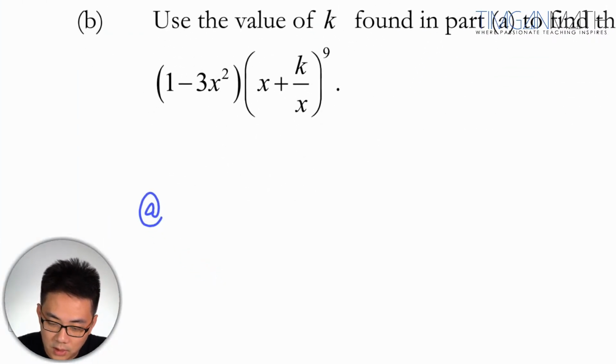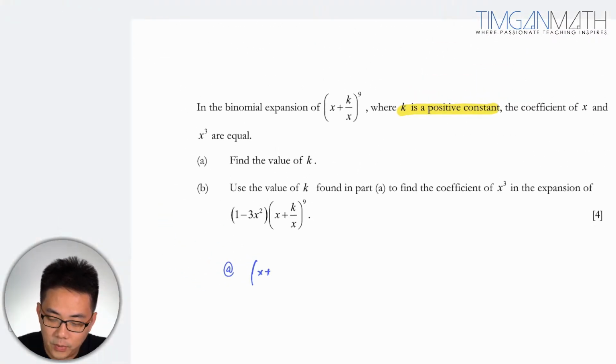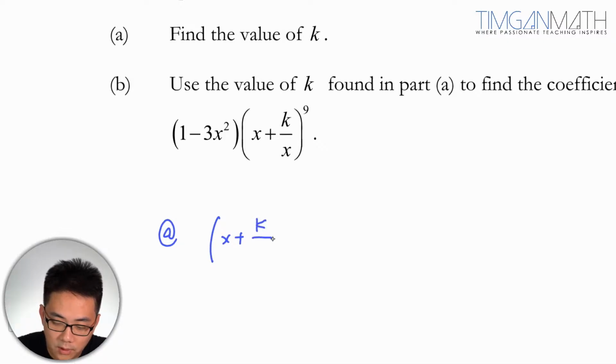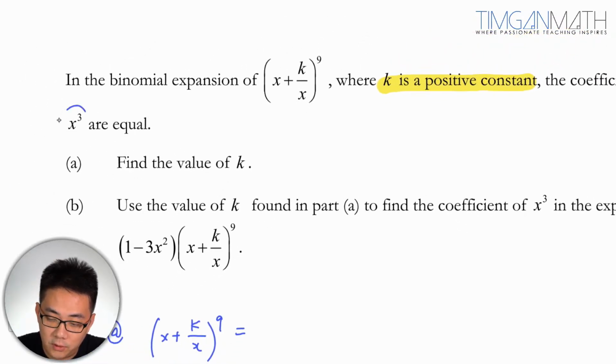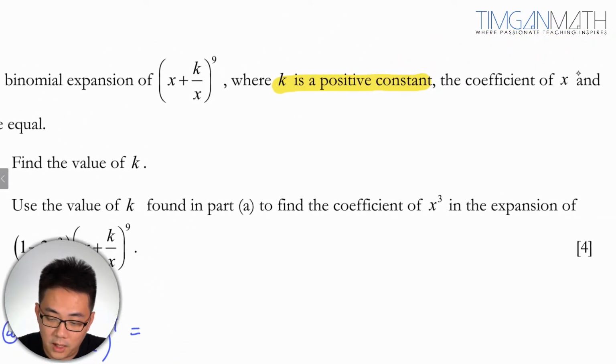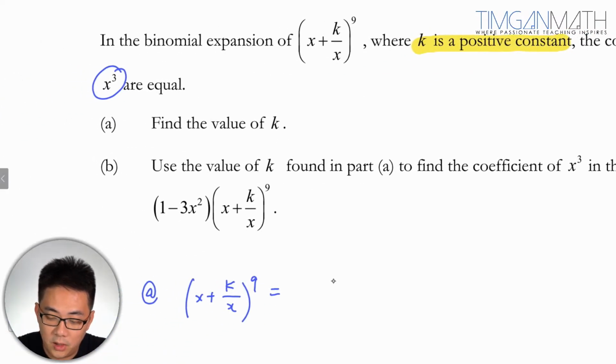So what we're going to do is actually we just try and figure out what is the, because now you have got the x and k over x to the power of 9, right? So it's not as straightforward as just finding the coefficient of x cubed and x. It's not as straightforward as just letting one of the powers be 3 or 1, right? So that's a problem there.